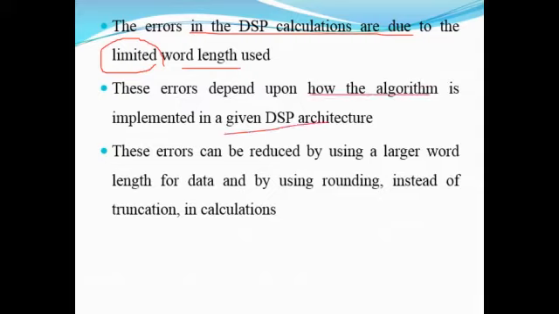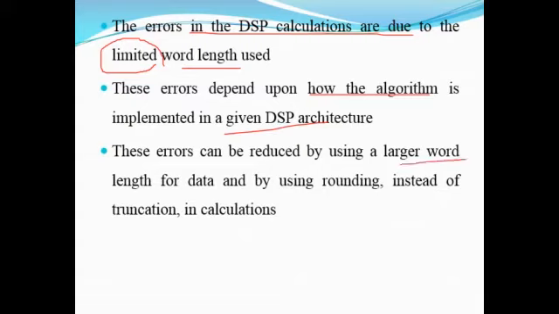So whatever architecture we are going to use, the architecture of a DSP should support the algorithm which is developed. That is the main thing. And whenever we consider any algorithm, it should be free of errors, and these errors can be reduced by using a larger word length.